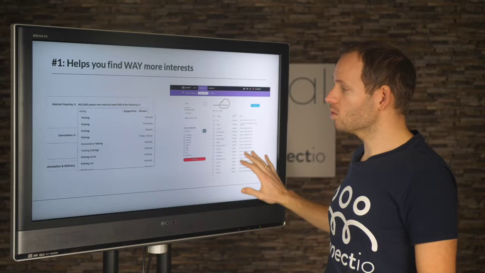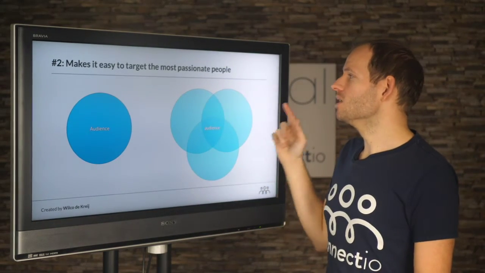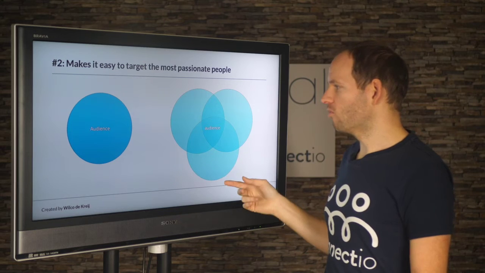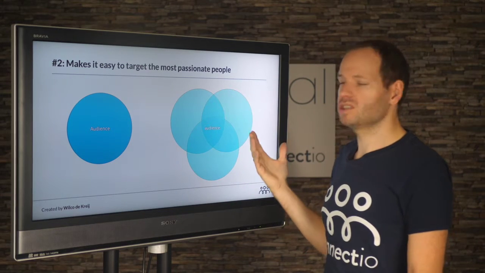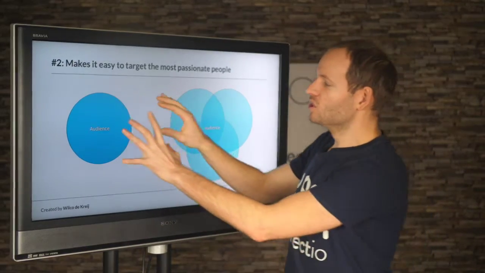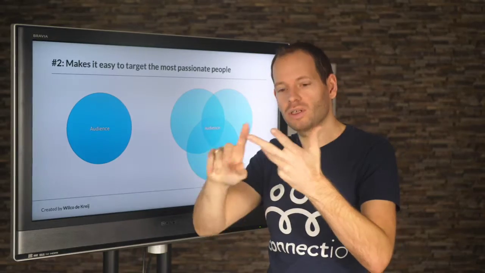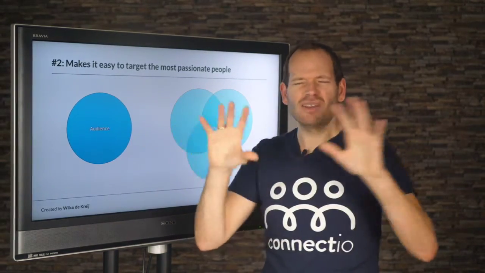But we show all the results instead of just some. So that's one thing we do. Secondly, we make it easier to target the most passionate group of people, right? This is done using something called layering. In other words, instead of just showing your ads to people who are interested in, for example, Coca-Cola or in Pepsi or in just one of those, which could be totally random.